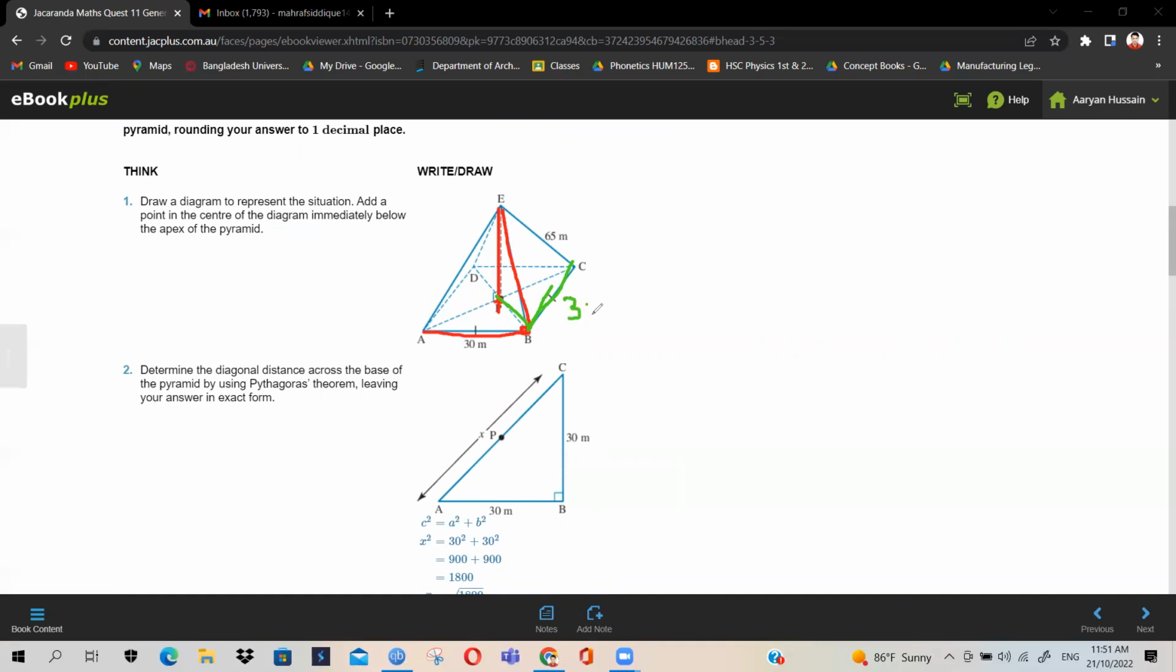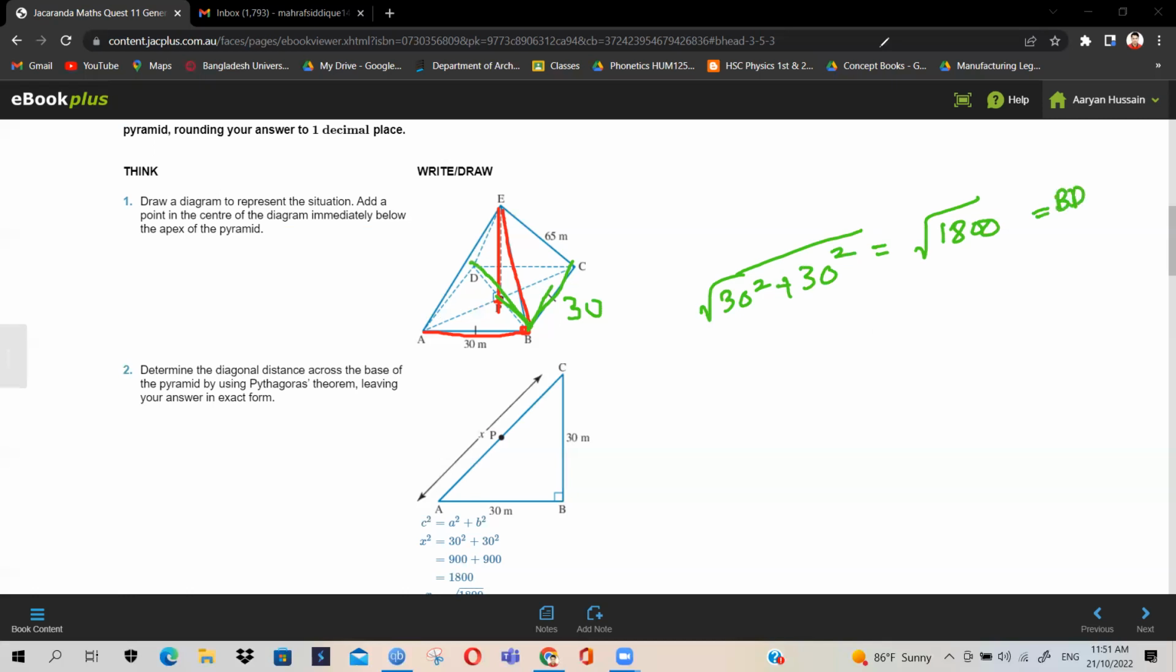Now if you calculate root over 30 squared plus 30 squared, what will you get? You will get some value. It will be root over 900 plus 900, root over 1800. So root over 1800 is the value for this whole diagonal, right? That is BD.